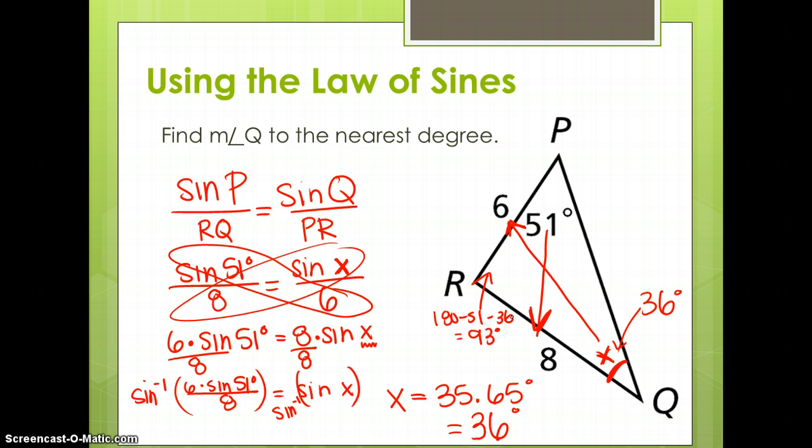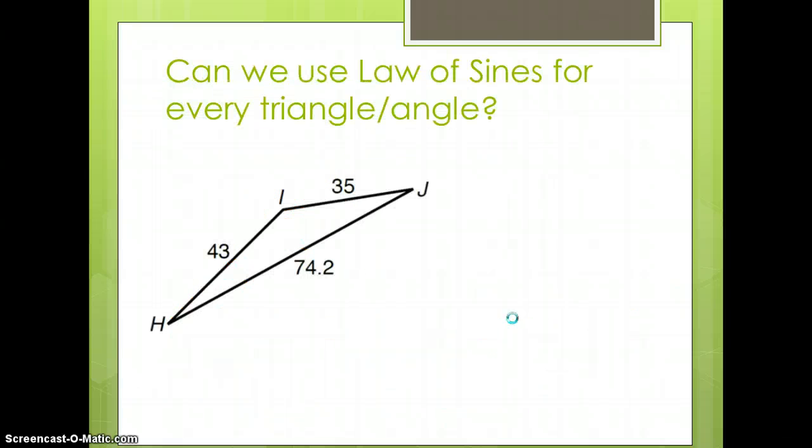So law of sines, you've seen 2 examples, and now you're going to get to practice some of these kind of setups, realizing they can be used with right triangles, they can be used with acute or obtuse triangles as well. But can we use law of sines for every triangle and every angle? No, that's why we have various trigonometric setups, including law of cosines, which you'll see tomorrow.